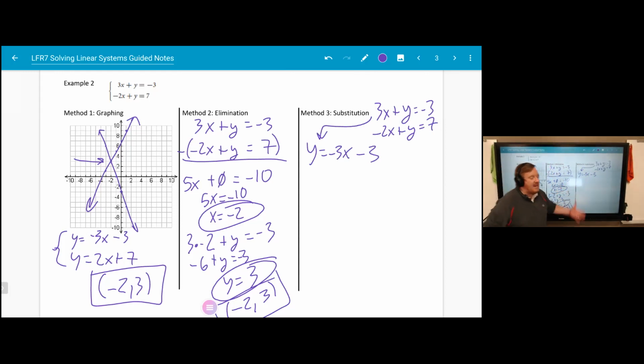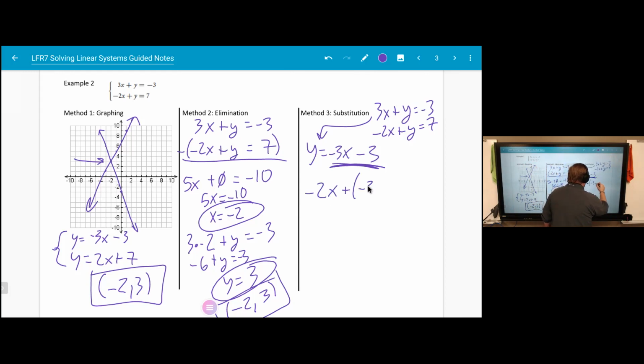So now, anywhere I see y in the second equation, I'm going to replace it with that guy right there. I'm going to substitute negative 3x minus 3 in for y. So this is negative 2x plus, and instead of y, I got negative 3x minus 3 in parentheses, equals 7. Mr. Brayman, why did you put that in parentheses? Great question. You guys are on the ball. I put it in parentheses because if this was like 2y, I'd have to multiply this entire thing by 2. We'll see that in the part 2 video.